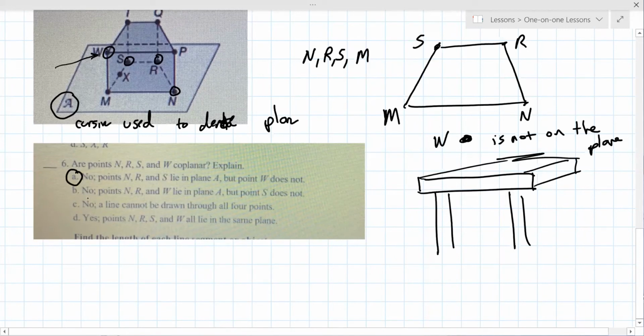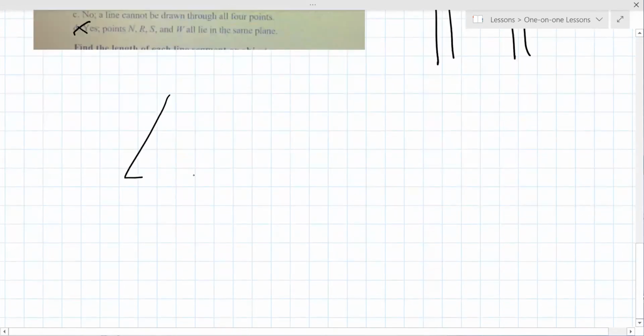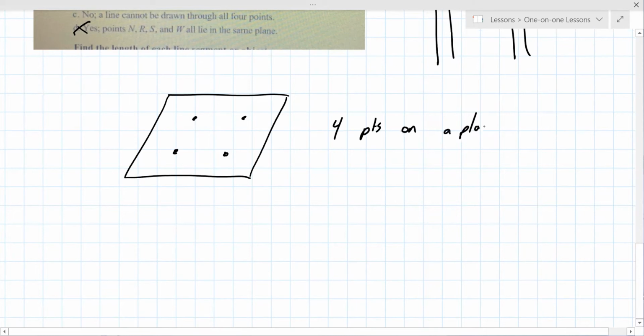Let's look at B. N, R, and W lie in plane A? Nope. It's N, R, and S. N, R, and S, they're on this table, like on a sheet of paper. And then N, R, S, and W. We already said no. So the only one that might be considered is, can you get a plane through 4 points? The answer is that if I give you a plane like this, all the points have to be on that sheet of paper. So you can have 4 points on a plane, but they have to all be on the sheet of paper.